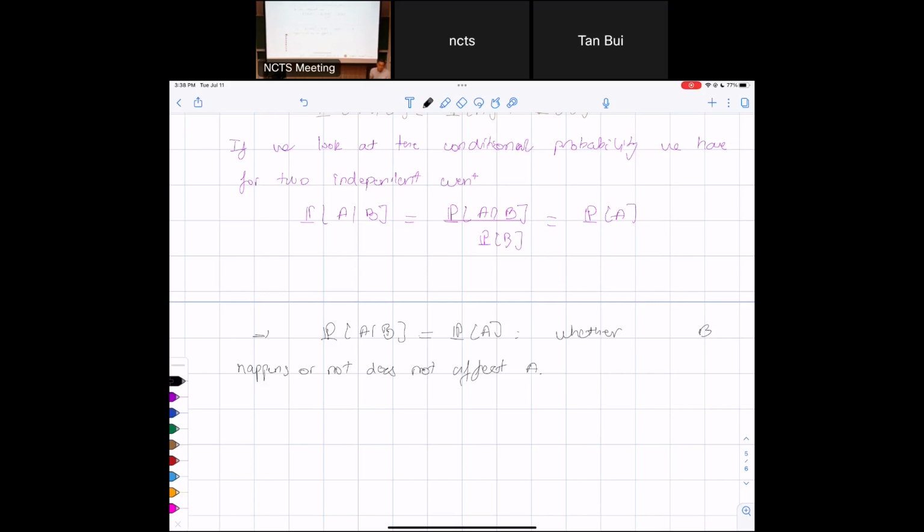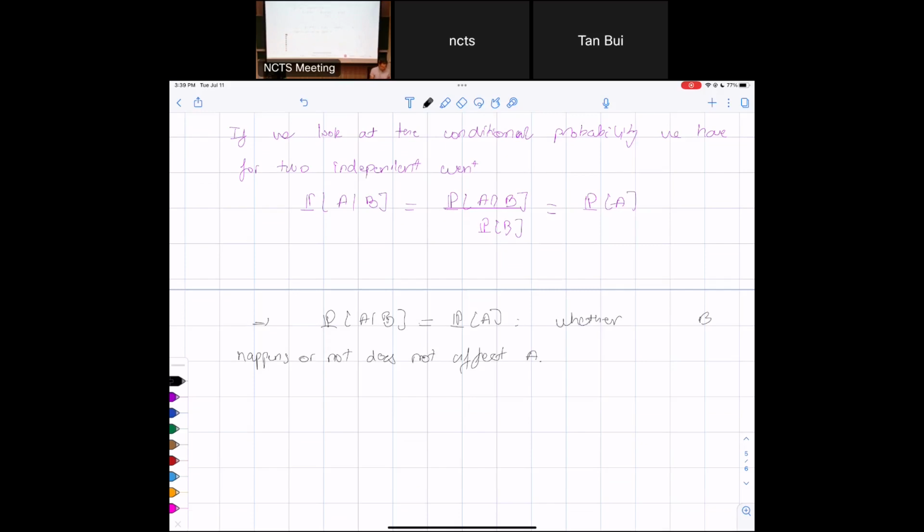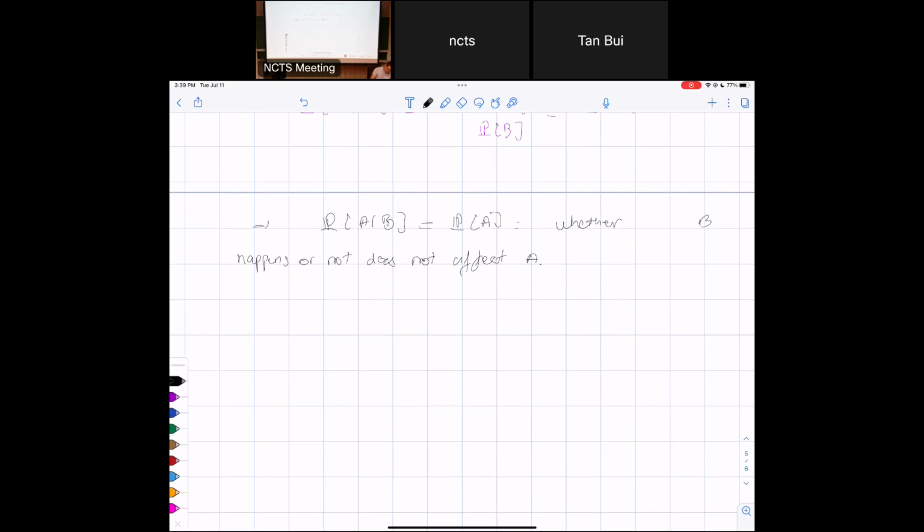This is one way to understand independence. Think about conditional probability: whether this happens or not does not affect you, or this does not shrink the probability of the sample space. It does not, because it's independence. It has nothing to do with A at all.